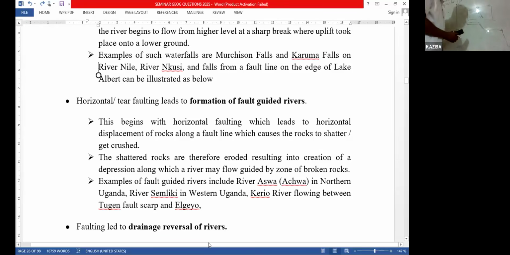Then tear faulting, the second one, which is the formation of a fault-guided valley, like river Atwa or river Aswa. For us here, we call it Aswa, and there they call it river Atwa. So you have this block of land, the river is flowing this side like this. Then all of a sudden faulting occurs. When faulting occurs, this block goes this side and this block goes this side. So we shall have this kind of thing.